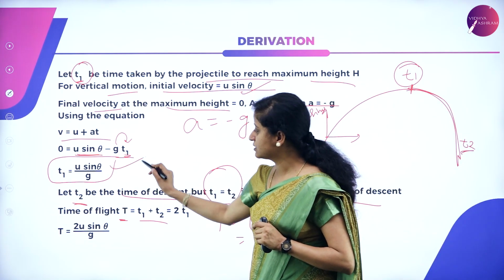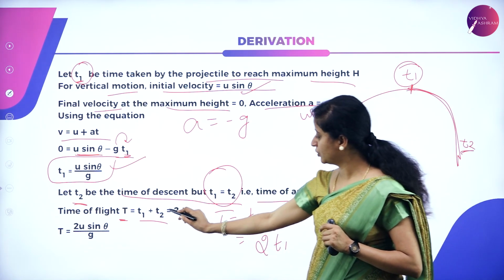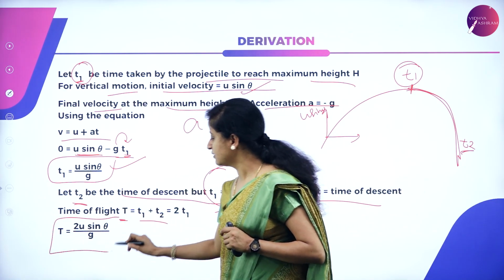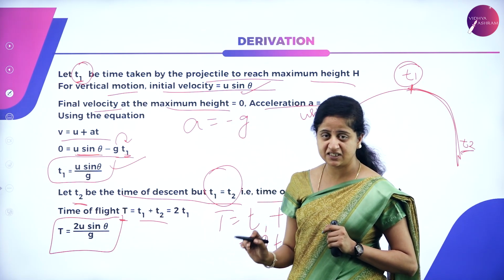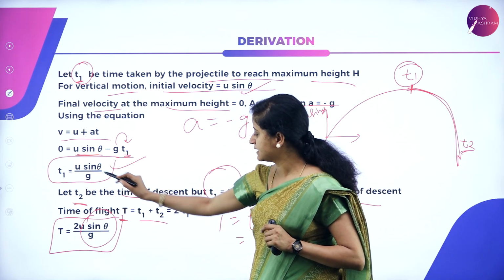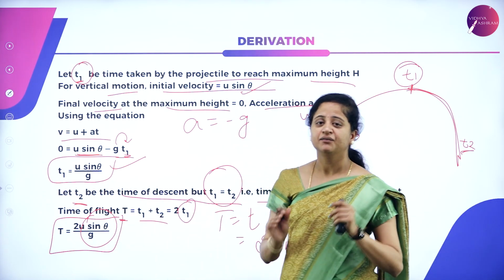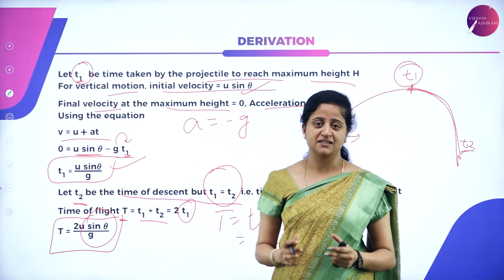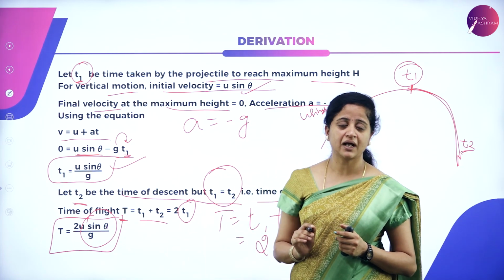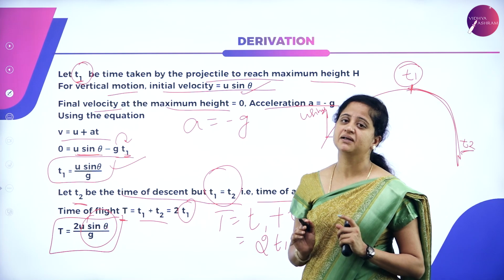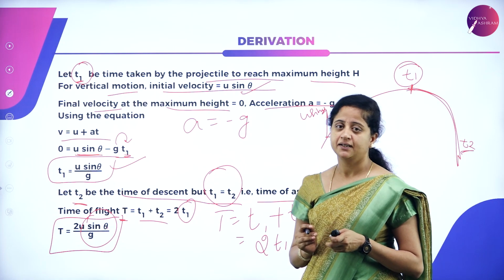So what is T1? It is u sin theta divided by g, and we have time of flight equal to 2 into T1. Hence the expression to find the time of flight is 2 u sin theta divided by g, where u sin theta divided by g is nothing but the T1 value. This means if we know the initial velocity, the angle of projection and acceleration due to gravity, we can find the time required by the projectile to reach the maximum height and again to reach the ground. That is nothing but time of flight.